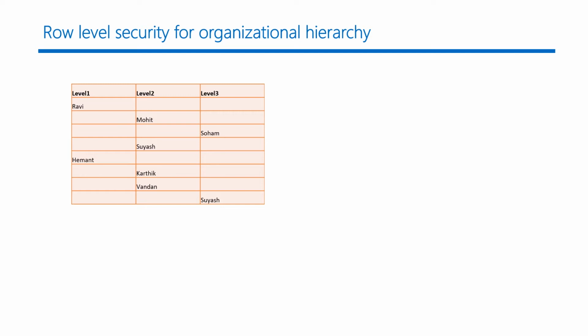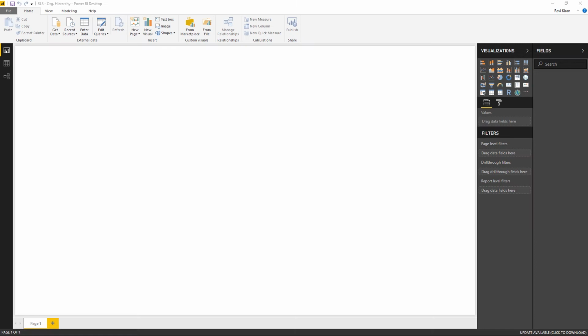For example, here Soham is in level 3, so he can only have access to his data, whereas Mohit is in level 2, so he has access to both his own record and to that of Soham's because Soham is reporting to him. And Ravi is at level 1, so he has access to Mohit, Suyash, and Soham's records. So let's see how to implement that in Power BI.